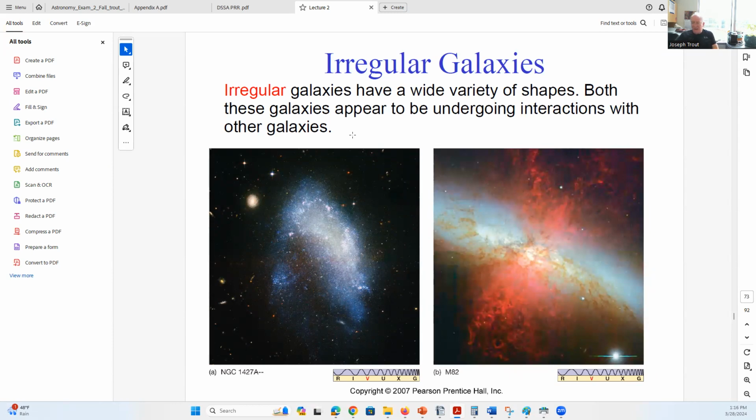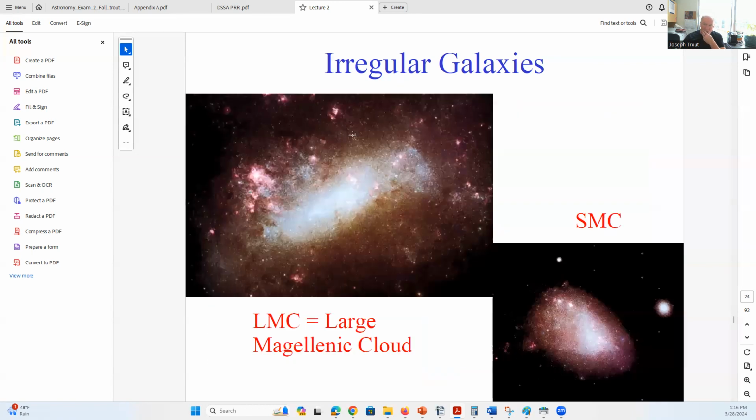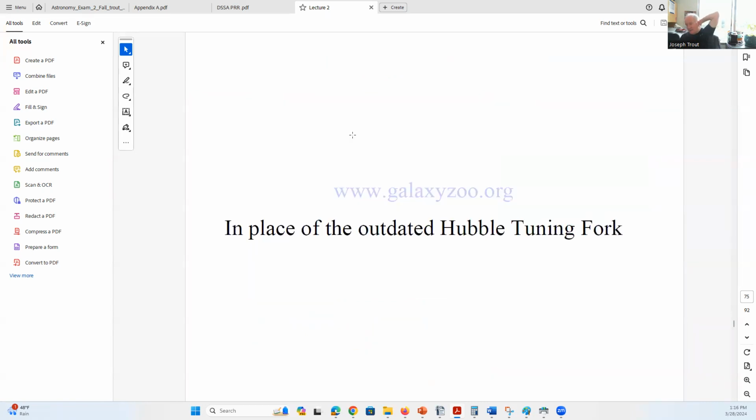And we have irregular galaxies, right? These might occur because you have two galaxies that collide together, and then you're left with kind of a mess, right? So that's possibly what's going on here. Here are a couple more of these irregular galaxies.